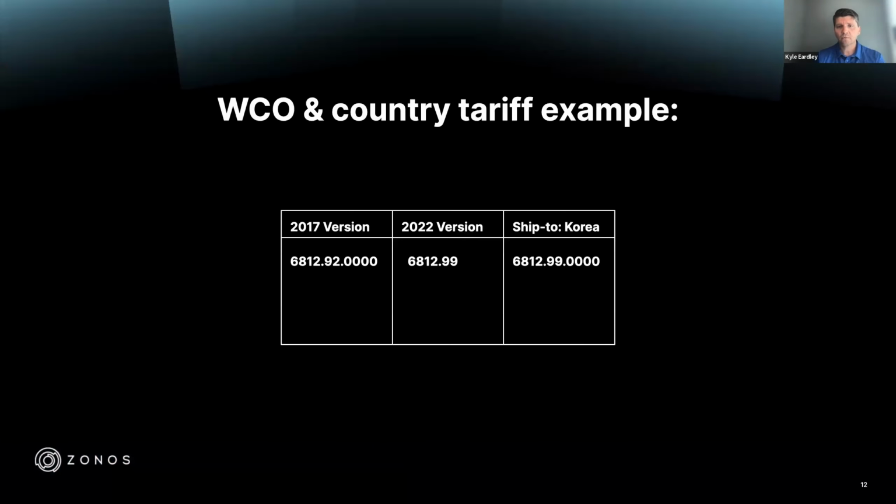Here's an example to Korea. We're using Korea because they have changed, like I said. I looked this one up, and it's actually some kind of asbestos paper item that used to live in the 2017 code, this 6812.92.